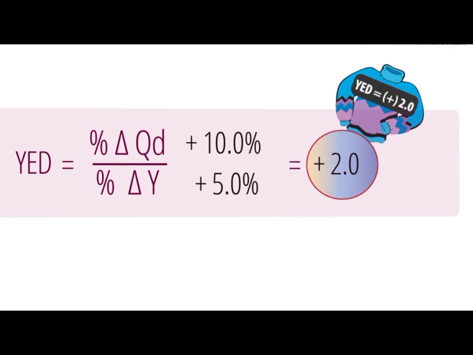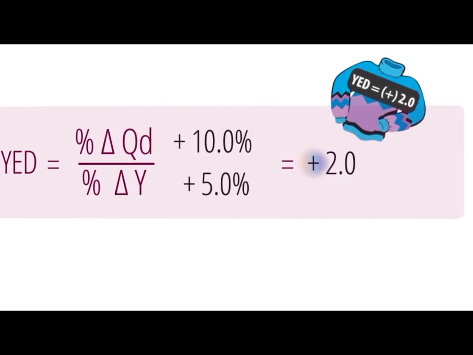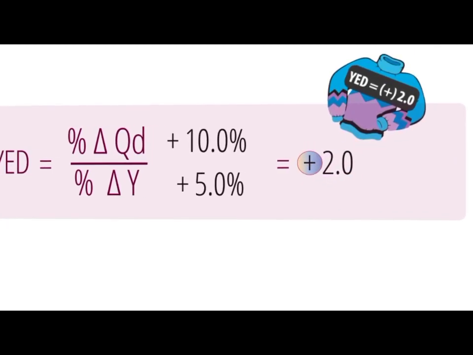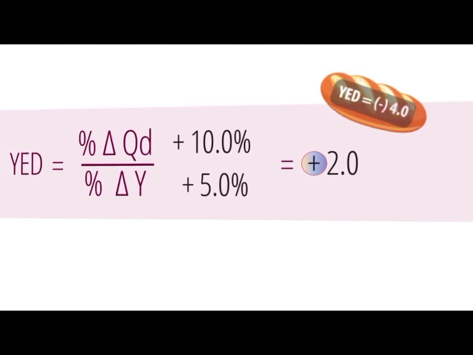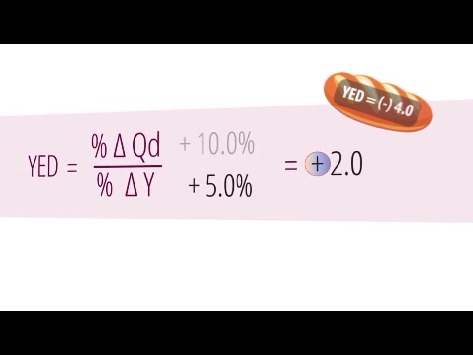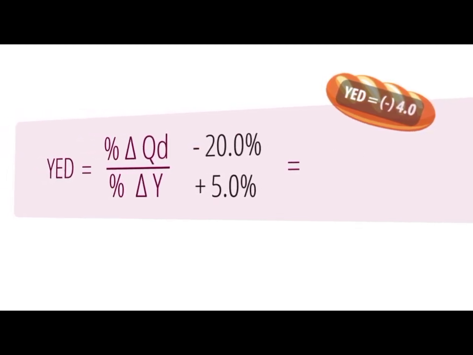The result is a positive one. As income rises, so does the demand for clothing, in this case by a greater proportion than the increase in income. However, if demand for bread falls by 20% following an increase in income of 5%, the YED for bread over the relevant income range is minus 4.